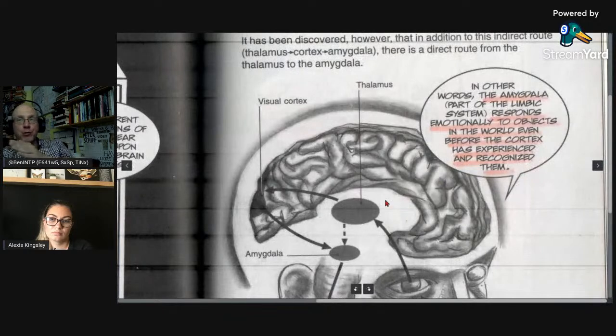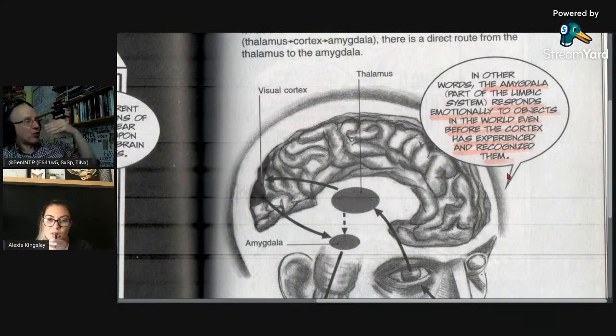So information comes in and you get an emotional response to it before it gets to the sophisticated part of the brain. In other words, the amygdala, part of the limbic system, responds emotionally to objects in the world even before the cortex has experienced and recognized them. So there's some evidence here in the brain of a distinction and complicated relationship between emotion and feeling.